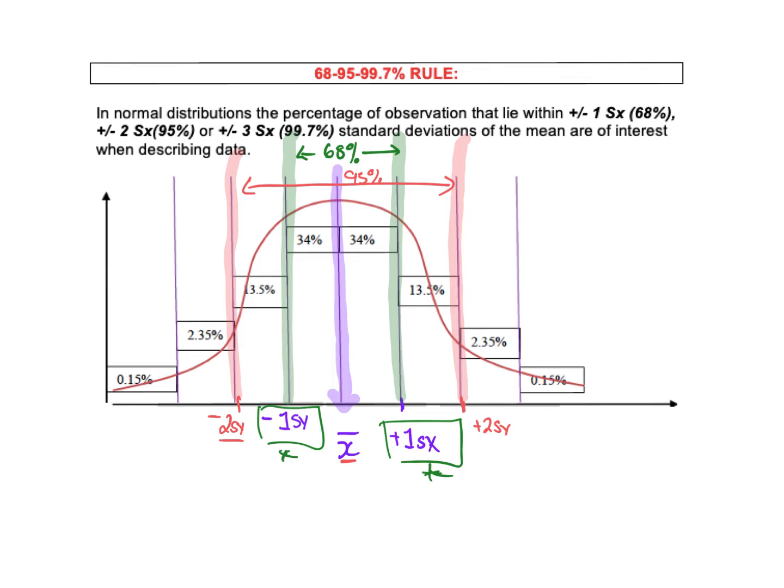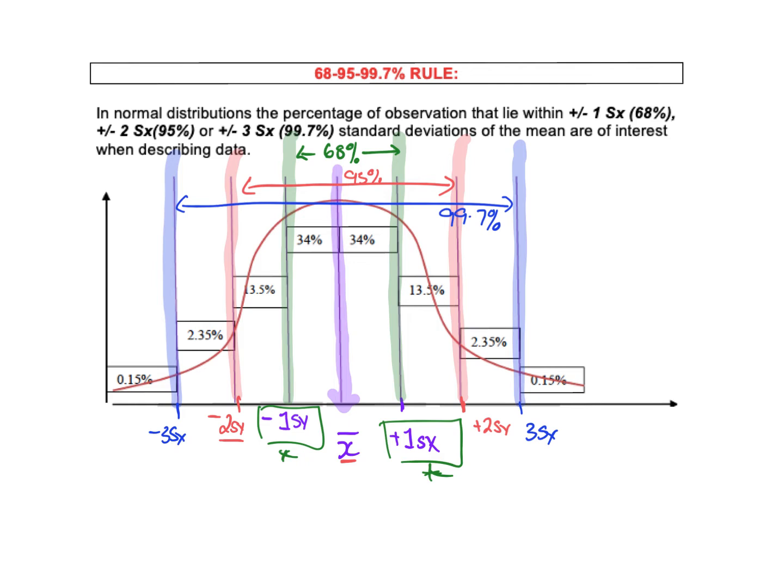Okay, and then the last one is if we go plus or minus 3 standard deviations onto the mean, we would have 99.7%. So in here is 99.7%. 99.7% is nearly 100, isn't it? If you rounded that, nearly all the data is within plus or minus 3 standard deviations.